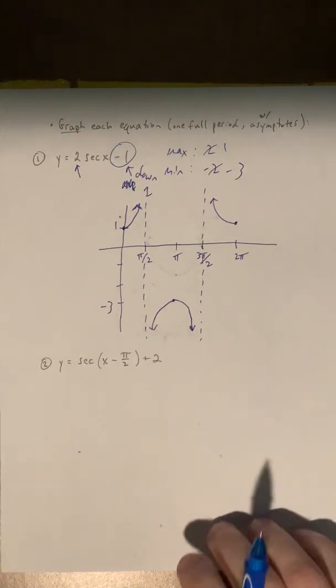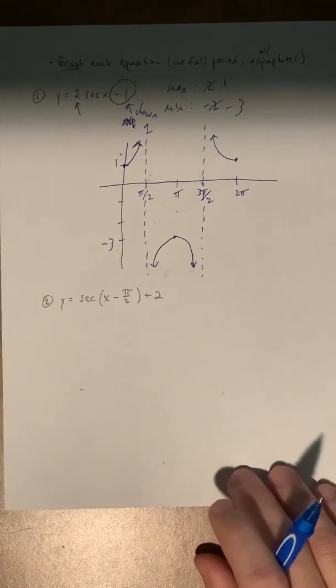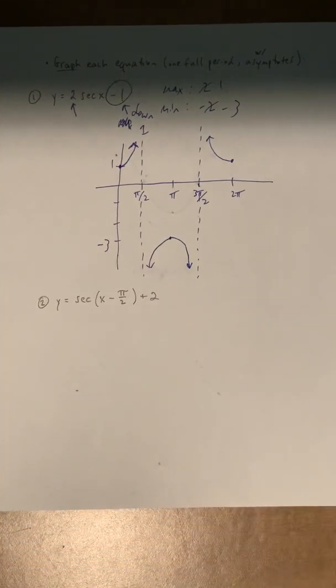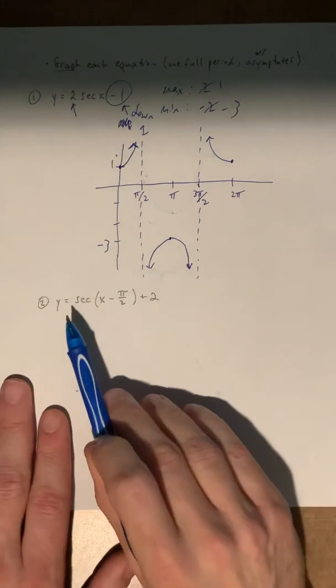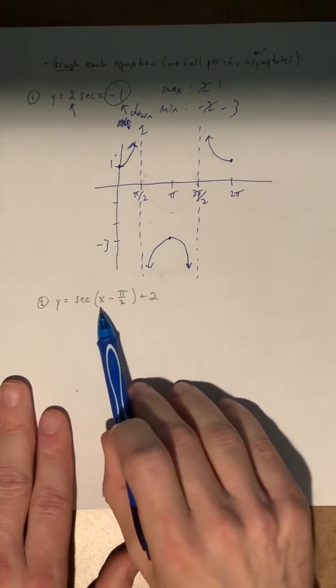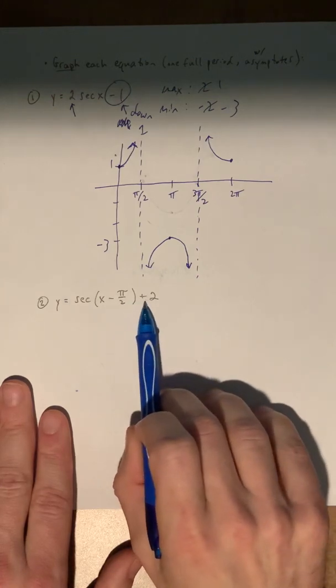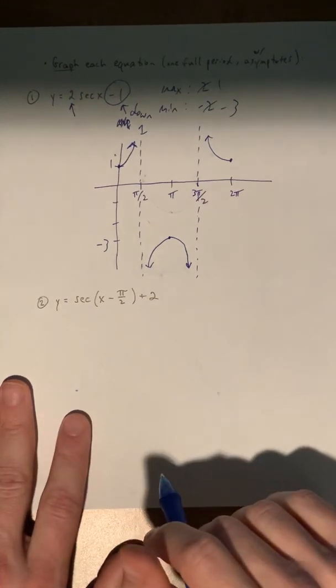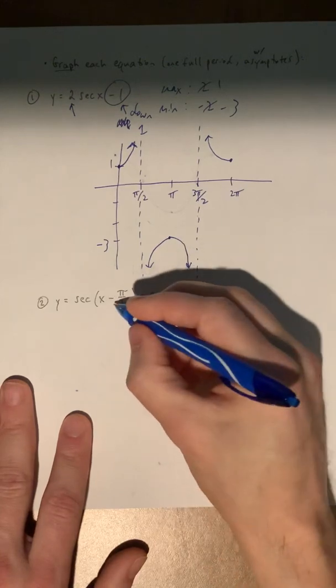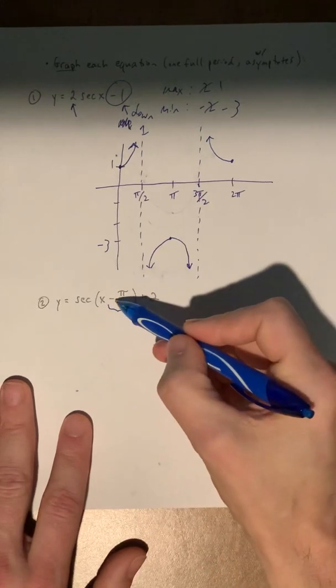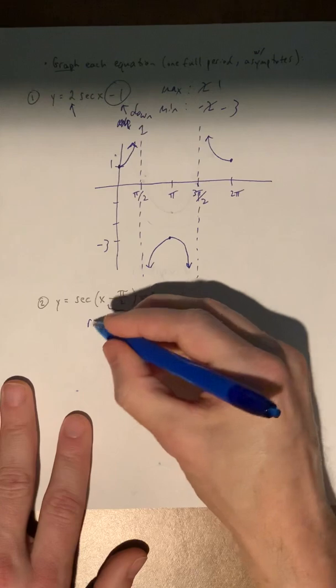And let's try one more secant graph for number 2. All right, here we have y equals the secant of quantity inside the parentheses x minus pi over 2, and then at the end plus 2. All right, so we got two things going on here. This is shifted to the right 1 increment.